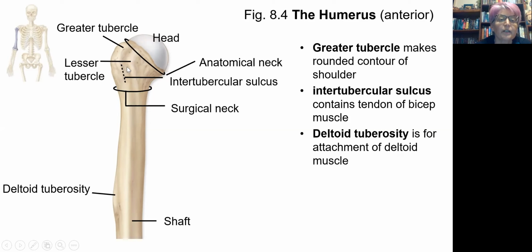My line's kind of in the wrong place. It's a groove, sulcus means groove, between these 2 tubercles. So that's what its name literally means, intertubercular, between the tubercles. So greater tubercle, lesser tubercle, and then intertubercular sulcus. And if you don't have a really strong deltoid, sometimes you can actually feel that sulcus right about there.